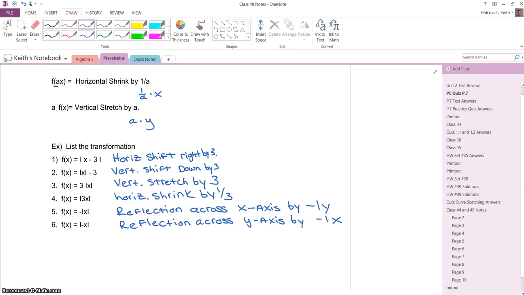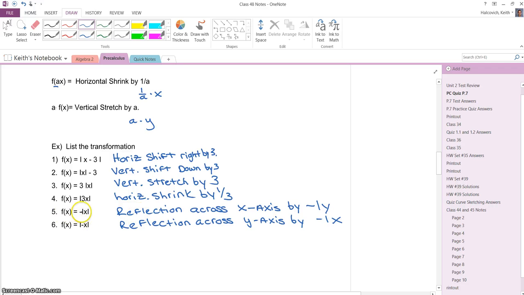All right, so if you look at number 1, that is a horizontal shift to the right by 3 because it's minus 3 in the parentheses. Number 2 is a vertical shift down by 3 because it's minus 3 outside. Number 3 is a vertical stretch by 3 because you're multiplying the 3 outside. 4 is a horizontal shrink by 1/3 because you're multiplying the 3 inside. Remember, anything done inside is horizontal.